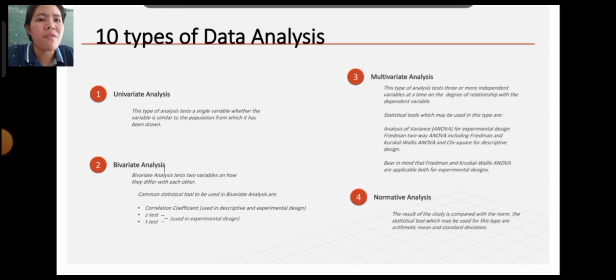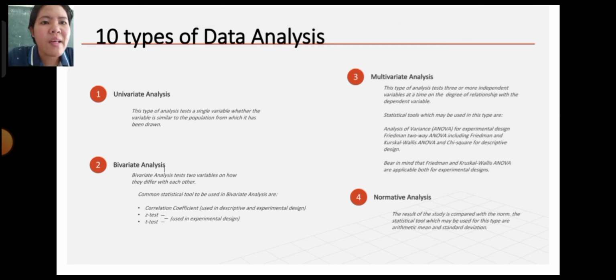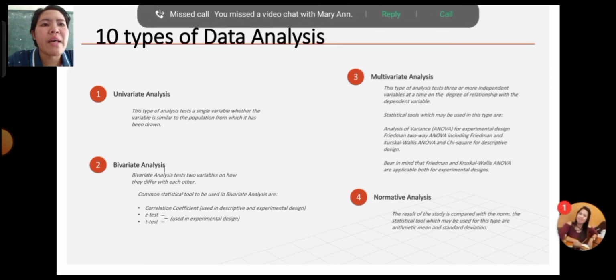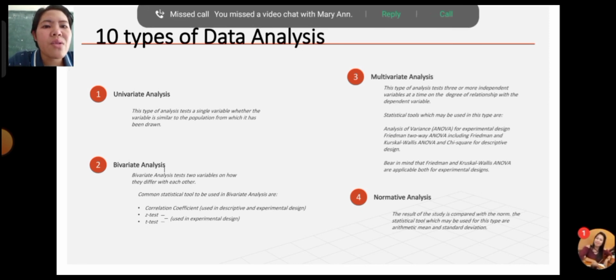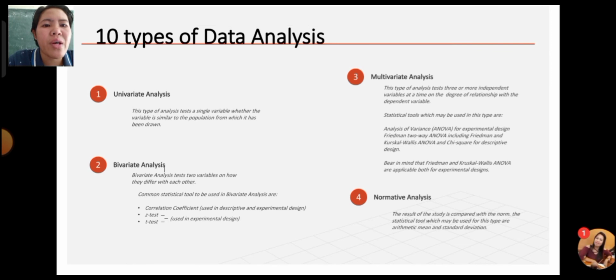Okay, univariate analysis. This type of analysis tests a single variable, whether the variable is similar to the population from which it has been drawn. Bivariate analysis tests two variables on how they differ from each other. Common statistical tools used in bivariate analysis are the correlation coefficient, which is used in descriptive and experimental design, the z-test, and the t-test, which is used in experimental design.